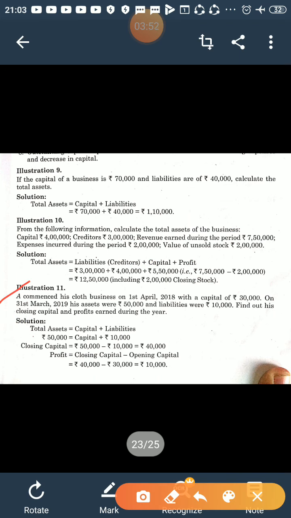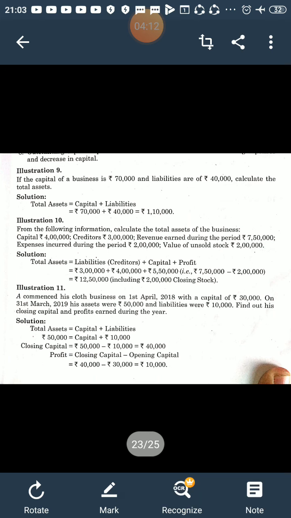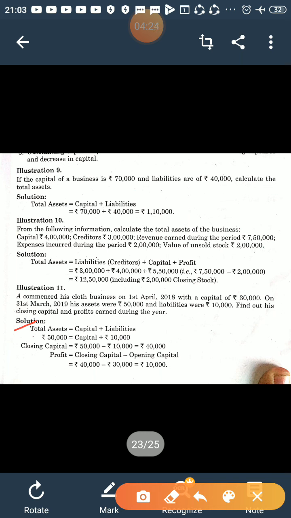Now the next question is: A commenced his cloth business on 1st April 2018 with a capital of 30,000. On 31st March 2019 his assets were 50,000 and liabilities were 10,000. Find out his closing capital and profit earned during the year. First of all we will calculate the final capital, that is closing capital. We will use total assets equal capital plus liabilities. Total assets at the end are 50,000, liabilities are 10,000. So closing capital is 50,000 minus 10,000, that is 40,000.